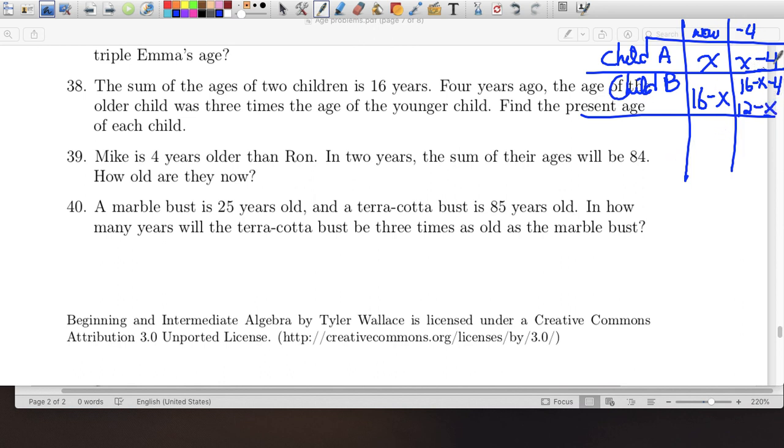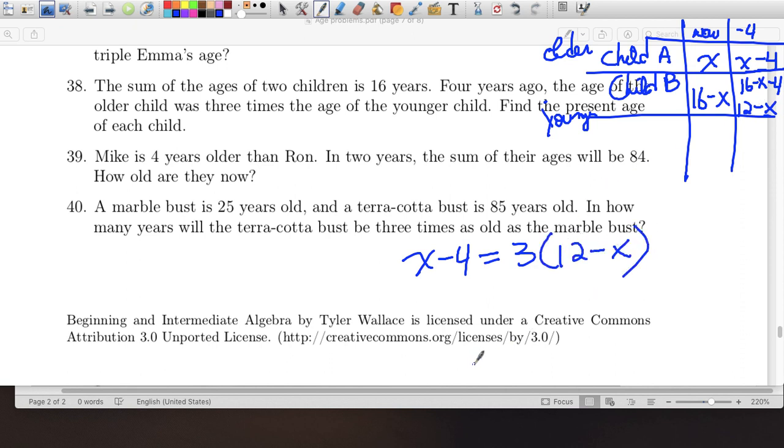So set your table, set your information, and then from here we're going to set up our equation. Four years ago, we're going to use x minus 4 and 12 minus x, those two expressions. I don't know who the older child is, so I'm going to make this one the older child, and this one the younger, sorry. Four years ago, the age of the older child, x minus 4, equals 3 times the age of the younger child, and the age of the younger child is 12 minus x.